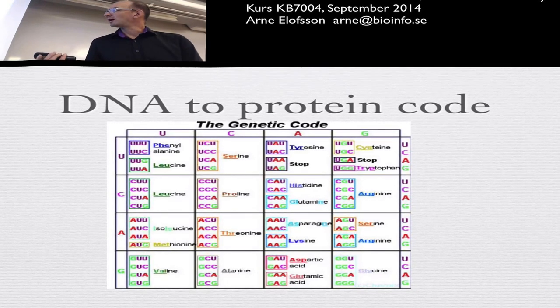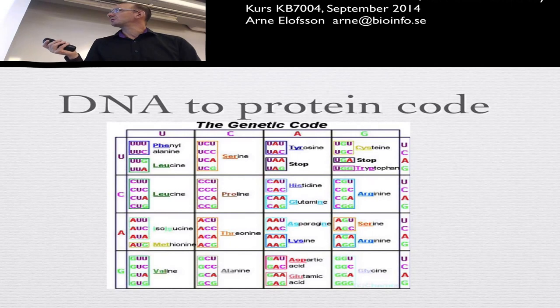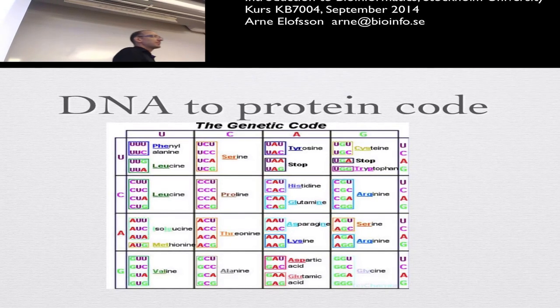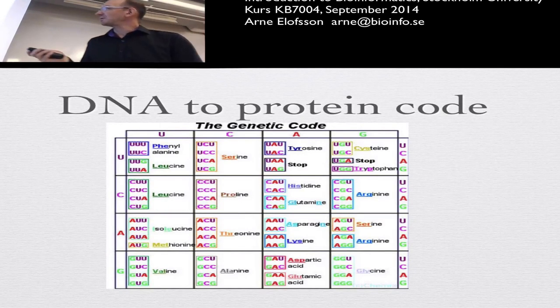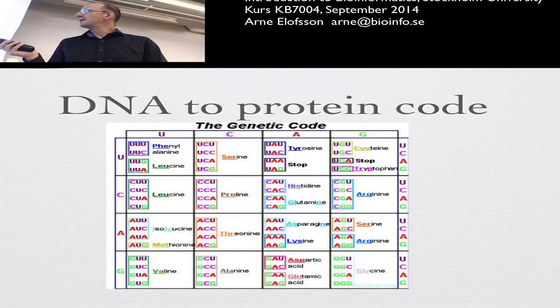Well, actually, we have 21 because we have a stop codon also, which is here. Well, actually, we have 3 stop codons. So we have 21 types. So that means that a number of these triplets code for the same amino acid.